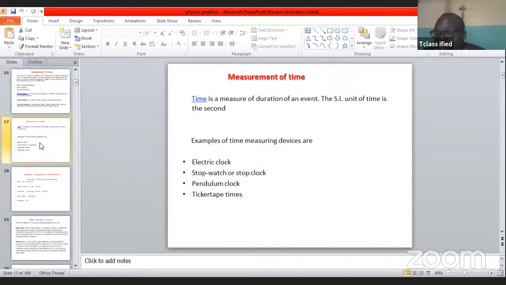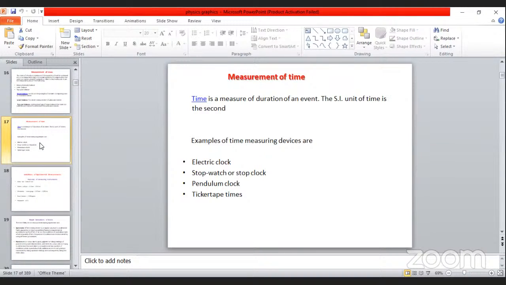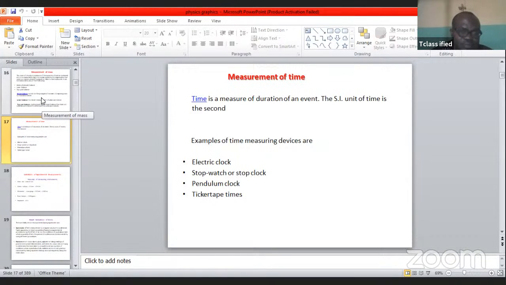Which equipment can you use in measuring time? You can use an electric clock, you can use the stopwatch, which I've shown you. You can also use the pendulum clock or the ticker tape timer. So you can use any of these instruments to measure time.